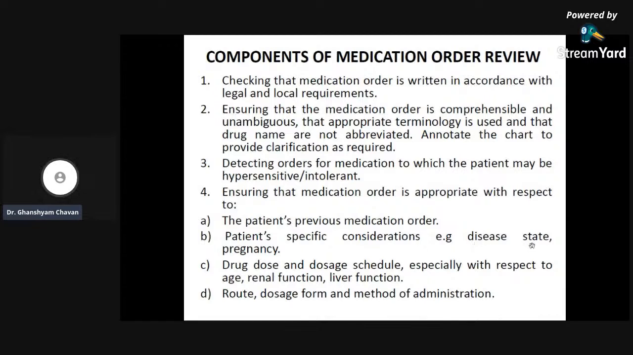So that decides. According to the disease state, we have to define the drug. And in pregnancy, we have to go for very few drugs, because the safe area is very narrow; very few drugs are safe for a pregnant woman. So that's why, by the specific conditions of the patient, we will decide the plan for that specific condition and pregnancy.